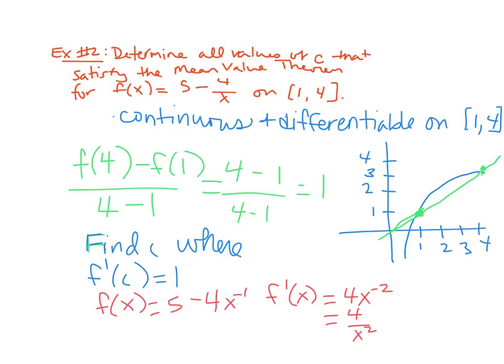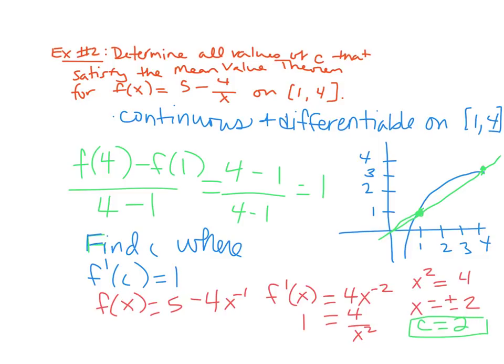Now we just need to figure out where that derivative equals 1. So we're going to set that equal to 1. We get x squared equals 4. If you take the square root of both sides, you get x equals plus or minus 2. So we actually don't have two answers here. If you look above, you'll notice the interval is only going to be our x values between 1 and 4. So we're only going to use the positive one. So it's actually going to be that c is equal to positive 2.